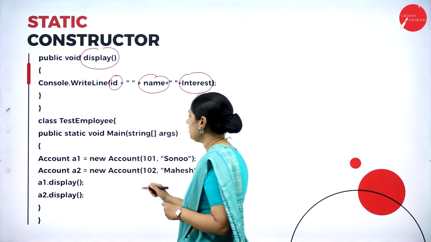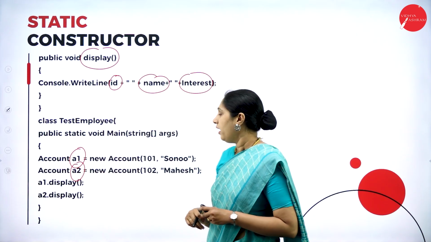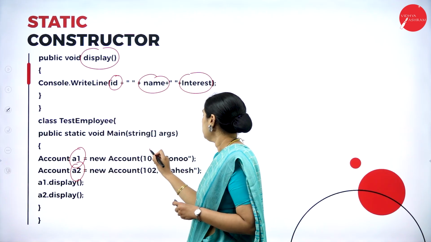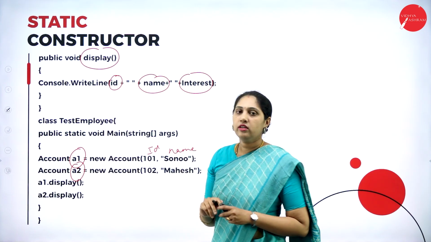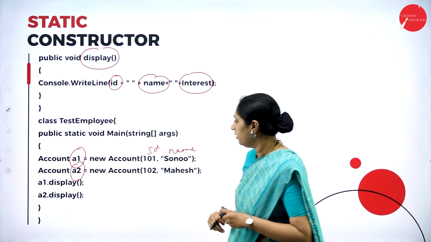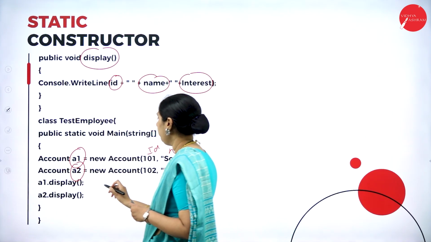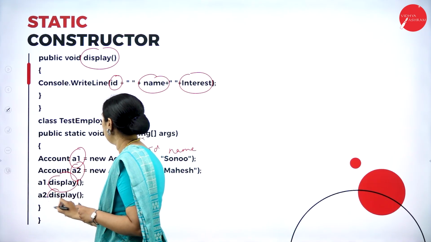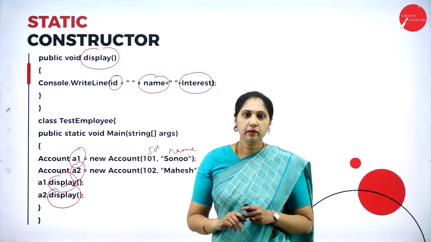So in our main class, as usual, we created two objects, say A1 and A2, and we pass this ID and name. Okay, interest is already assigned. Then each object will have a display function. In this display function, what will be printed? This ID, name and interest will be printed.